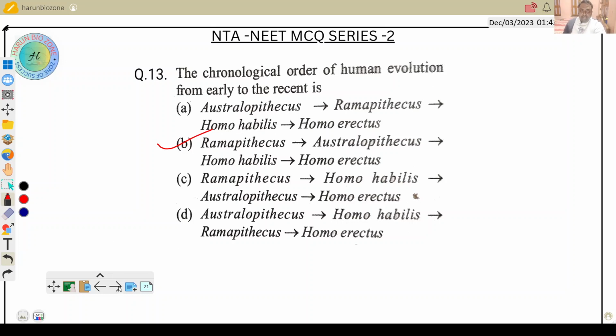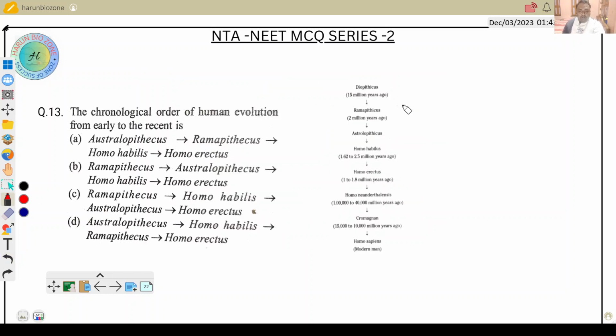So let me explain. This is the chronological order of human evolution, where first, 15 million years ago, the Dryopithecus occurred. Then Ramapithecus, 2 million years ago, Australopithecus, Homo habilis, then Homo erectus, then Homo neanderthalensis, then Cro-Magnon and Homo sapiens, and modern man Homo sapiens sapiens. This is the chronological order of human evolution.